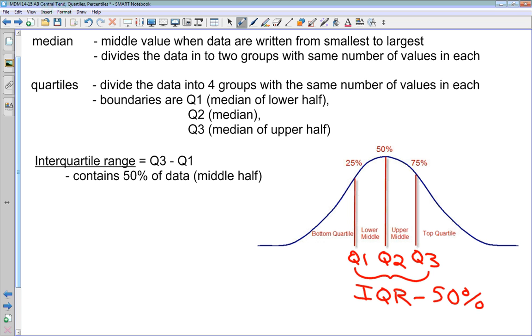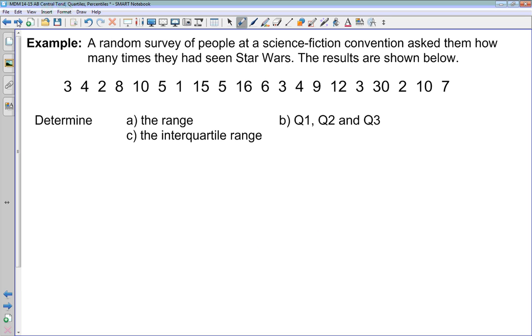So let's take a look at how you would do this for a set of raw data. A random survey of people at a science fiction convention asked them how many times they had seen Star Wars. Some bad grammar there, but I think you get the idea. The results are shown below.